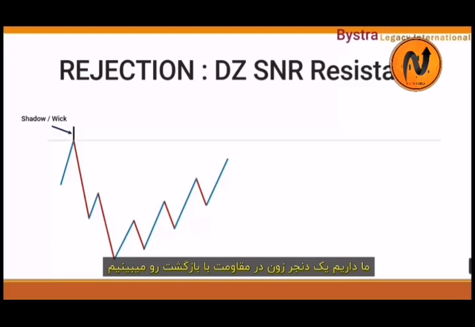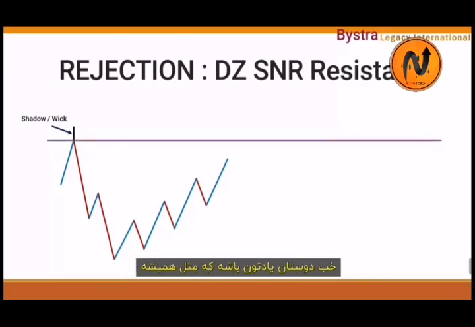a rejection. So first, guys, remember as always, what is the step always? First, we go to the higher time frame, which is the monthly, weekly, or daily. In this case, we'll be using the weekly time frame. Second, we go to the line chart, and then we mark the horizontal line at the edge of the resistance.